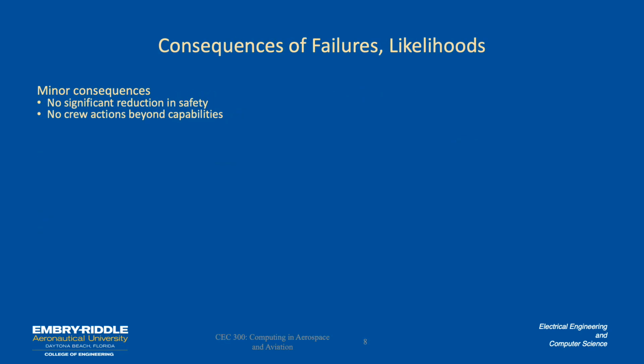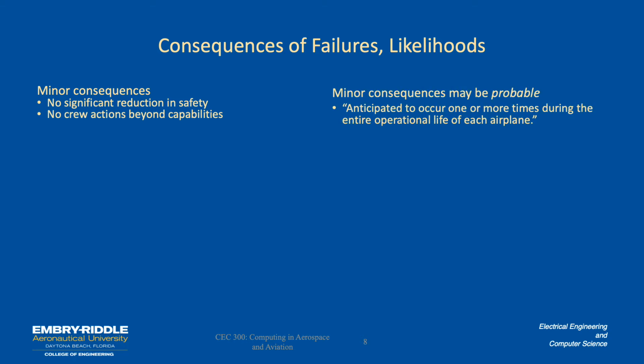So we're going to define three different levels of the consequences of failures, and they're going to have associated likelihoods with them. Minor consequences are those that really don't change the safety. It's just, say, a light bulb goes out, an inconsequential failure or something like that, and it doesn't really require any extra crew capabilities. And again, we're going to presume these are probable. The qualitative definition of probable here is they're anticipated to occur one or more times during the entire operational life of each airplane. So it could happen once, again, in the life of an airplane.